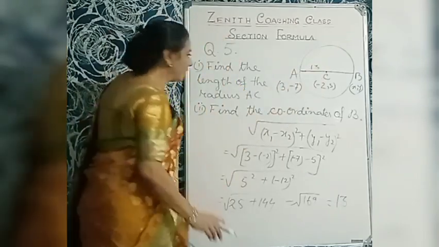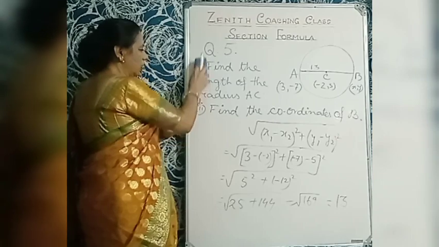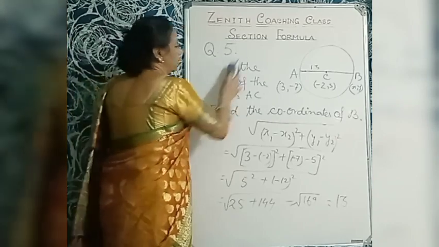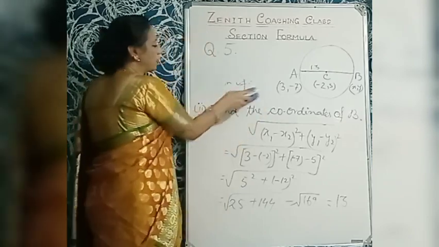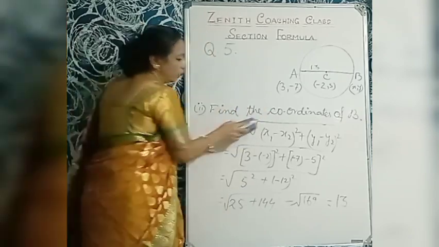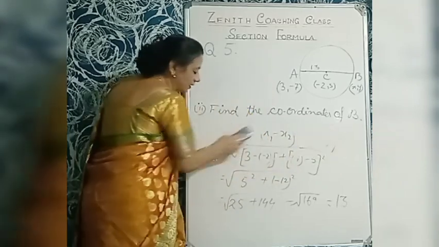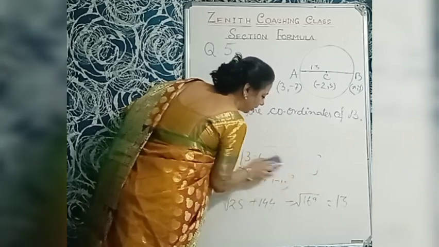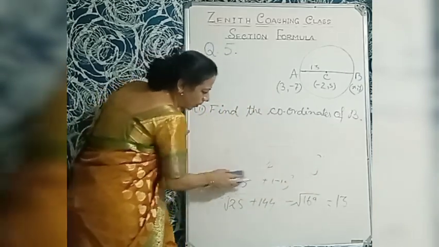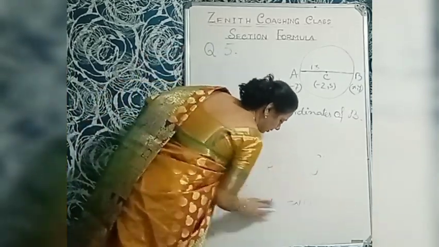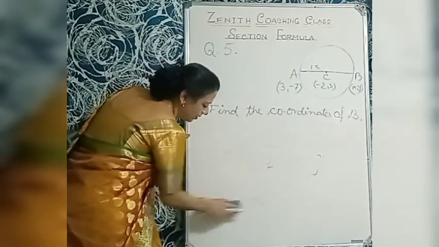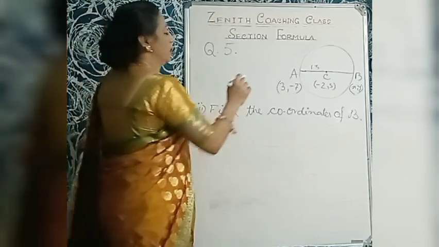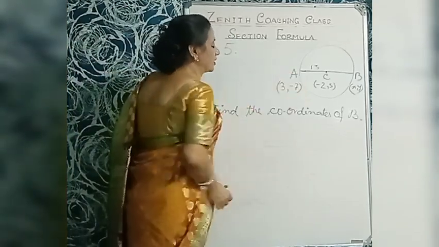Now you have to find out part 2. You have to find out the coordinate of B. How is it possible to find the coordinate of B? You know how: by applying the section formula. Now, not erasing properly. What's the problem here, children? Not erasing properly? Okay. So, that is the section formula.